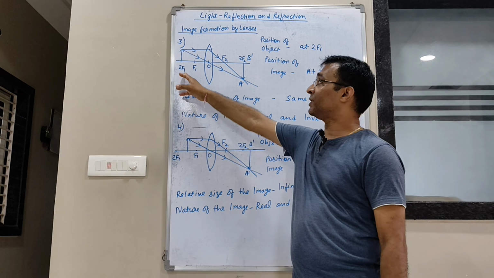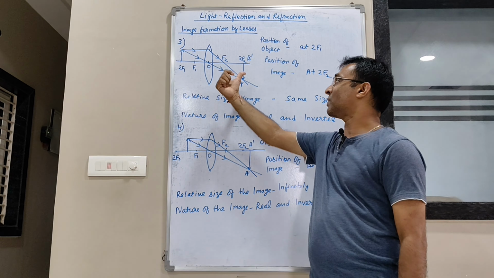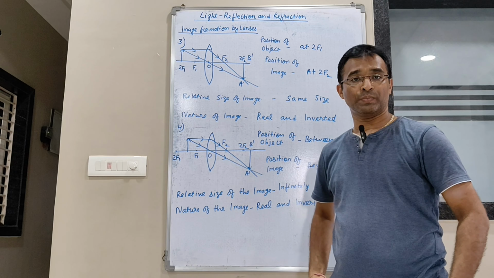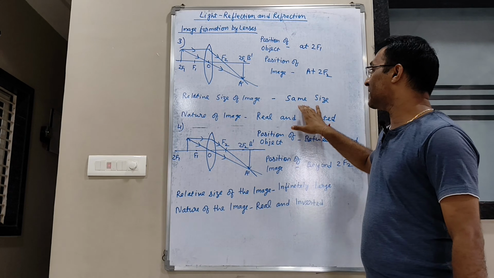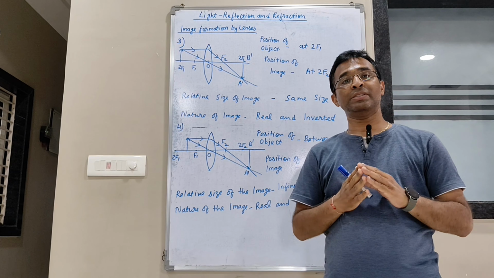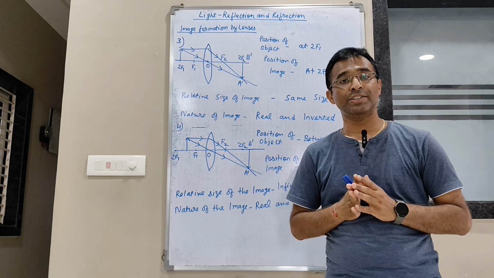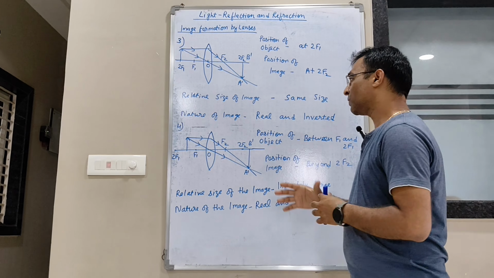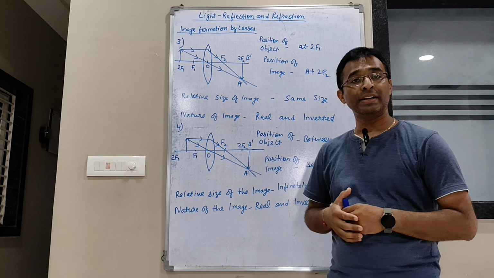Third case, when the object is at 2F1, the image formed is also at 2F2. The size of the image is the same, that means the height of the object and the height of the image is the same. The nature of the image is real and inverted.